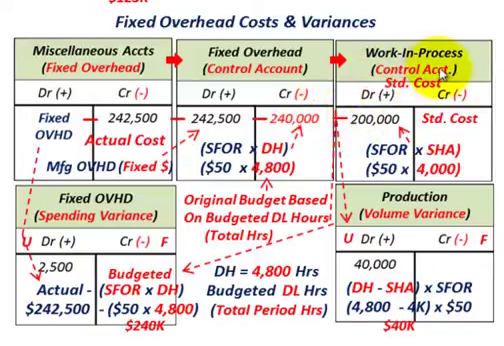Now that's going to go into our work in process at the standard cost. So we would do it in this fashion. We take our standard fixed overhead rate of $50 per hour times the standard hours allowed of 4,000. So that's going to give us $200,000. Now we can make our calculations by coming up with the difference between our actual costs and our standard cost.